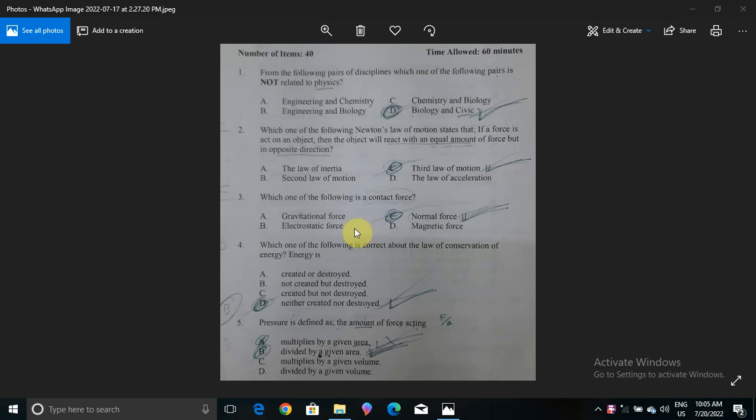Now question number five. Pressure is defined as the amount of force acting multiplied by a given area, divided by a given area, multiplied by a given volume, or divided by a given volume. Here we know that pressure is equal to force over area, right? So that means it will be divided by a given area.